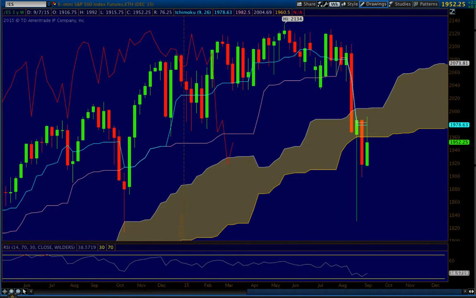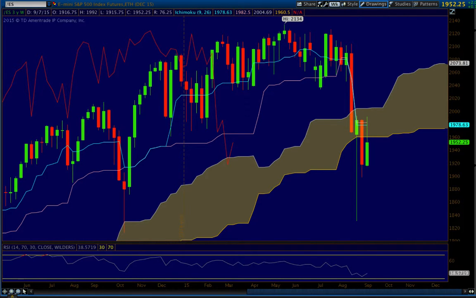So I'm going to start off with the ES tonight. This is my CloudChartist weekly Ichimoku wrap for the week ending September 11th. This is Sunday night, September 13th.